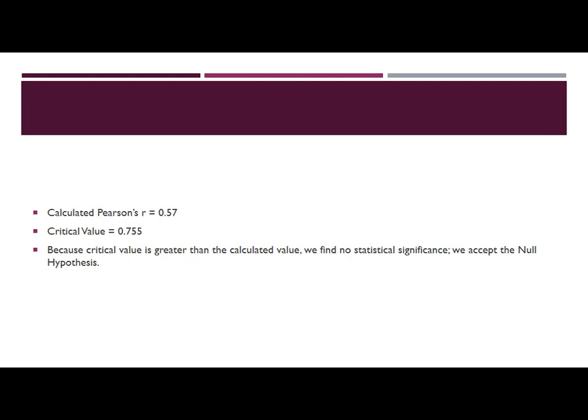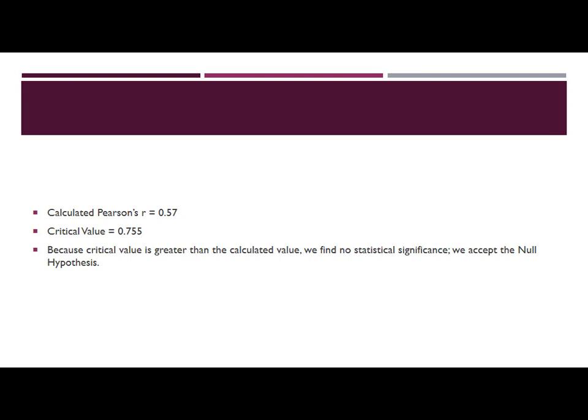So that is that for doing things manually. I showed you how to walk through all of the equations and get to the calculated R value. Then I showed you how to get the critical value from the chart after determining the degrees of freedom. And then once we've made the comparison, you know whether or not you found statistical significance, and based on that, whether or not you're going to accept or reject the null hypothesis.